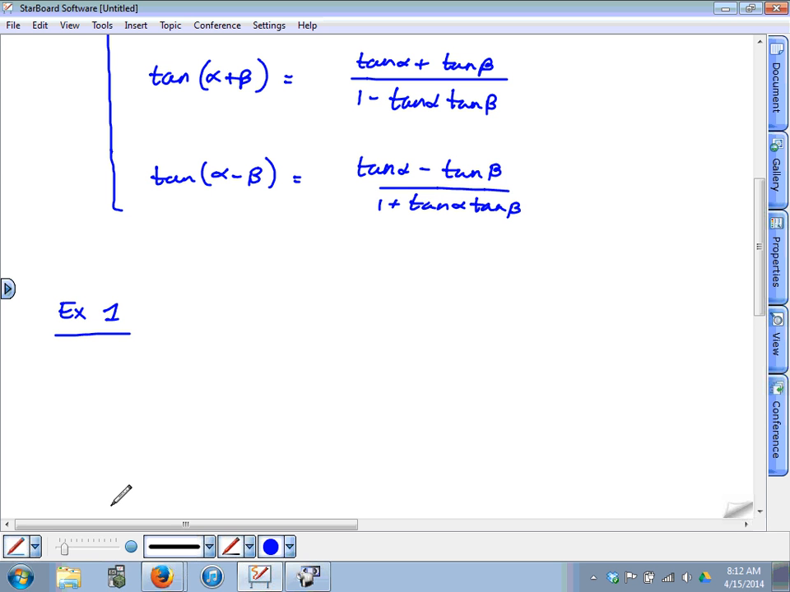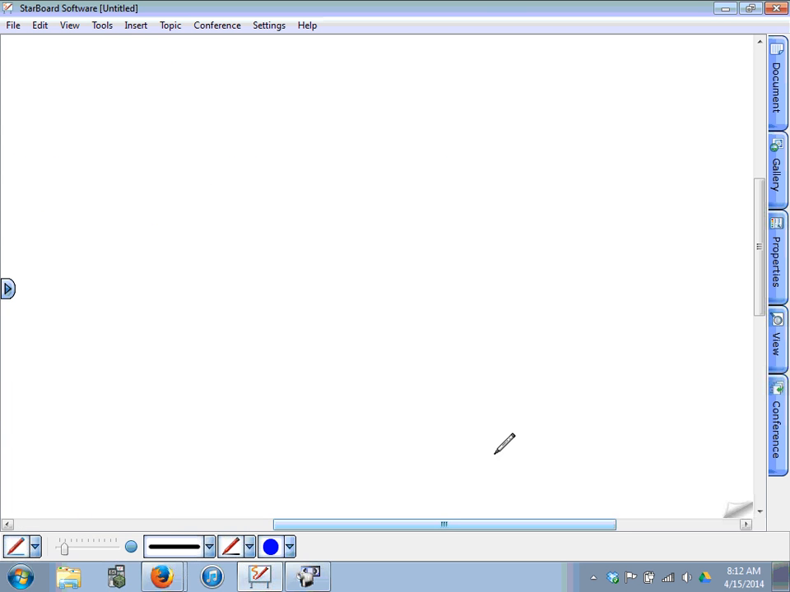Matter of fact, before I do example 1, let's just do a quick review to make sure we can still do something here. If I asked you to evaluate, this is just practice, this is not part of the lesson. Evaluate, I don't know, sine of 60 degrees. Could you do that? By hand, not with a calculator. Sine of 60 degrees. How would we do that?